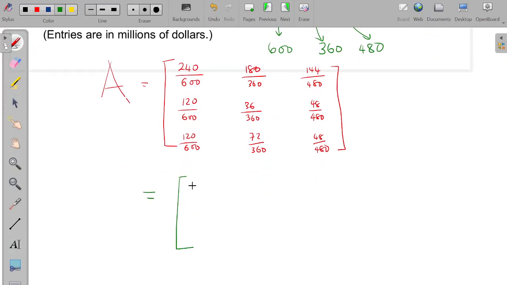This Leontief matrix is simply 5 over 2 when you divide it, 1 over 2, 3 over 10. This is 1 over 5. This is 1 over 10. This is 1 over 10. Okay, and this is 1 over 5. This is 1 over 5, and this 1 over 10. Okay, that is our Leontief matrix.